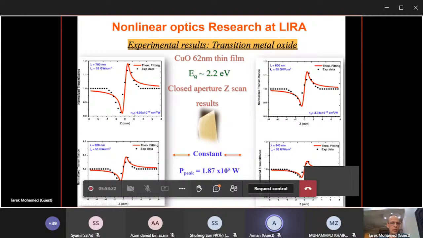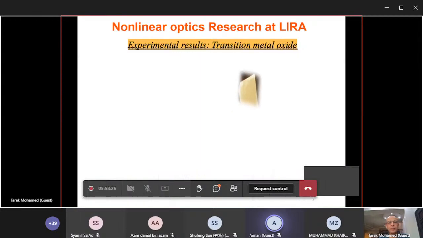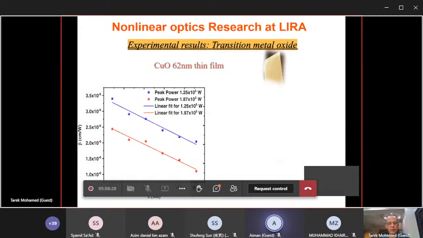Here we can see the nonlinear refractive index as a function of the wavelengths. Then, from this result, we could summarize all of these graphs in one. So here we have the nonlinear absorption coefficient as a function of the excitation wavelength.